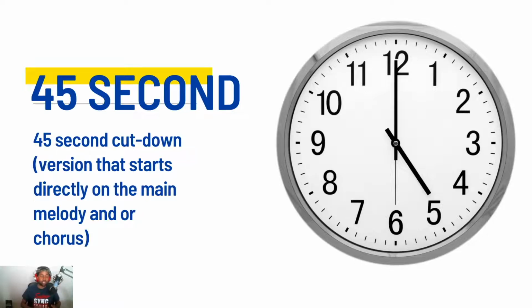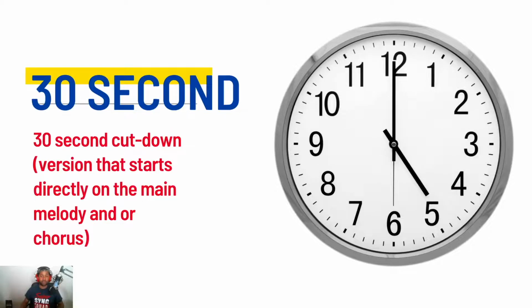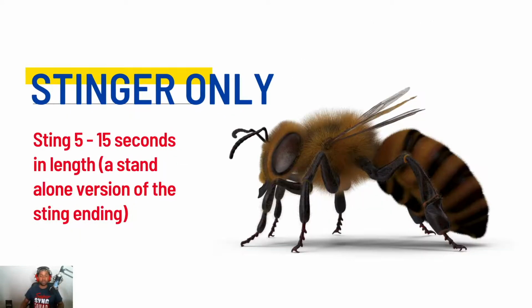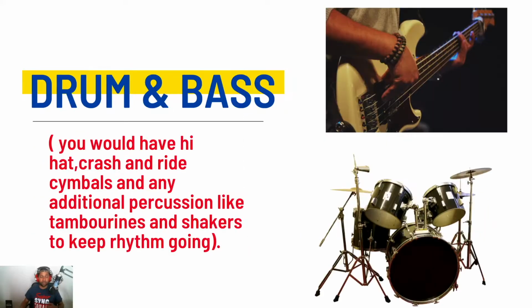Again, use this at your own discretion, because sometimes it might not end how you want it. You might have to finesse it a little bit, but I'll show you a couple of ways to do that. Those are the versions of your tracks that you should be supplying: a 45-second version, a 30-second version, stinger only, bumper, drum and bass version, drums only version, and a no drums version as well. Those are the versions you need to supply when you're making your pitch, because this is definitely going to help you.